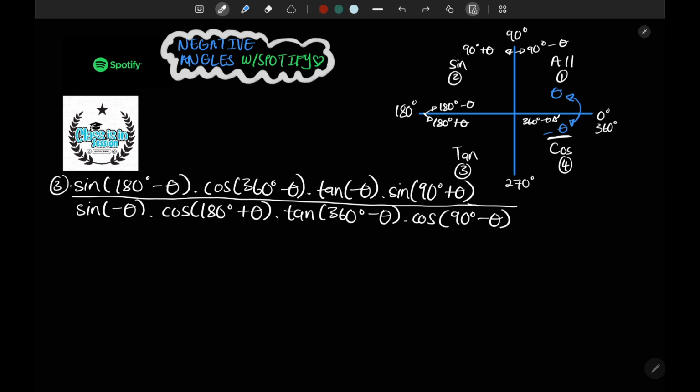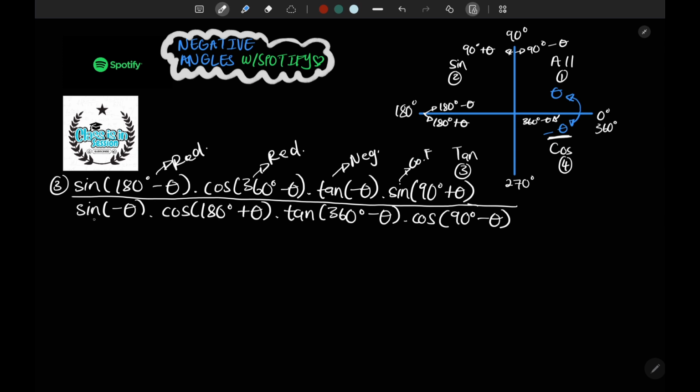Number 3, we have a fraction. What's the first step? Identify your trigonometric technique. 180 degrees minus theta, this is a reduction. Cos 360 degrees minus theta, this is also a reduction. Tan negative theta, this is a negative angle. Sin 90 degrees plus theta, this is a cofunction.